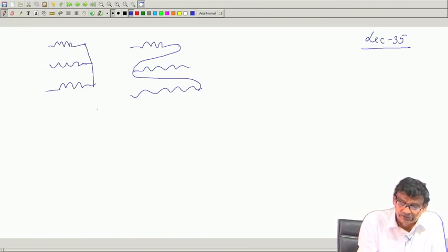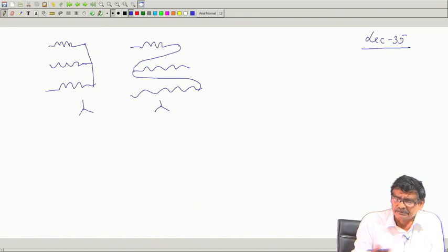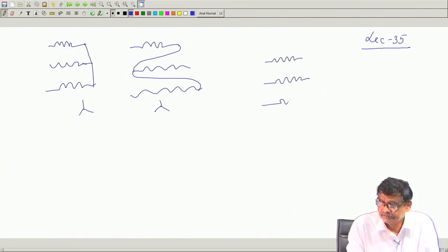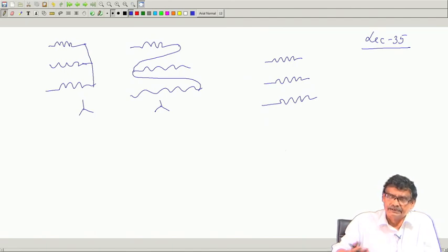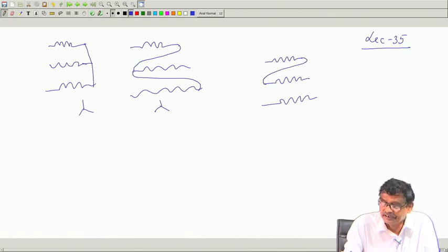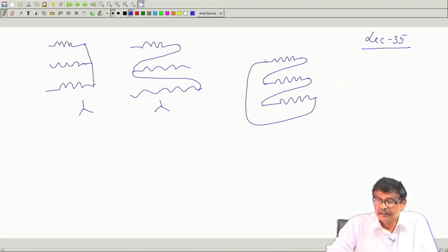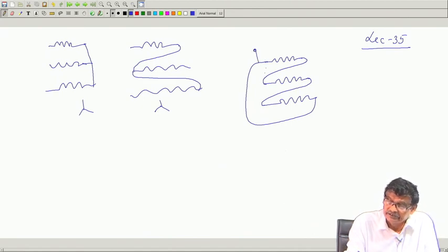Similarly, what is delta connection? This is also star, this is also star. Suppose they are resistance or inductance or capacitance, any way you connect it is fine. Now, suppose I ask you to connect three resistances in delta. In language we say connect them in series first, and close this path. It becomes a delta connection, and from the junctions you take the output.